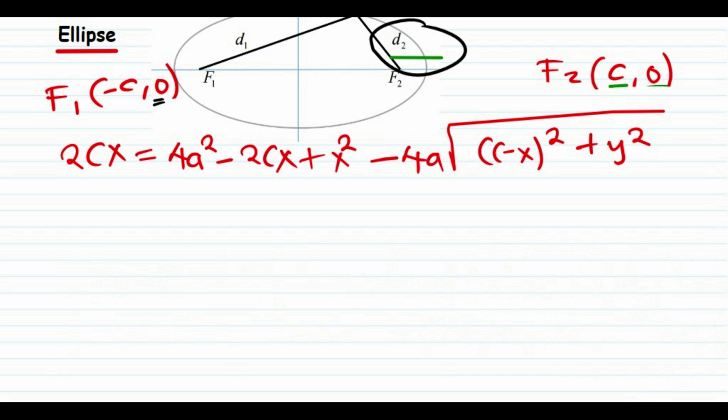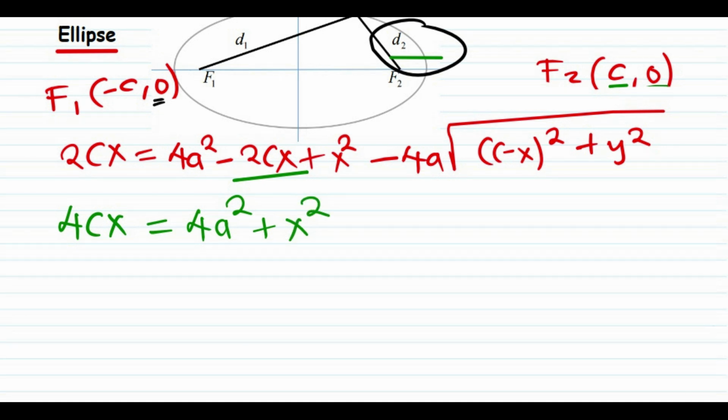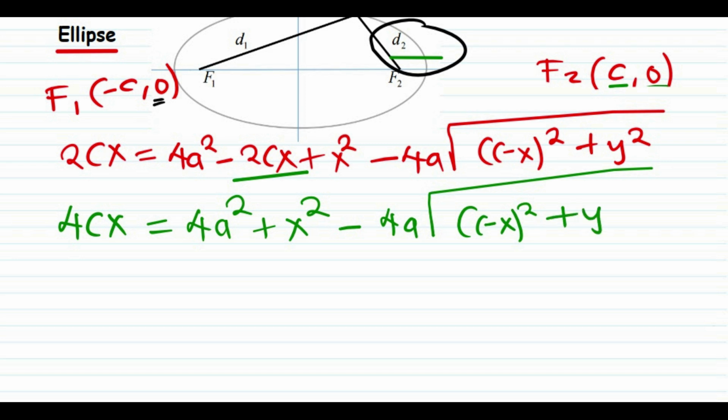Okay, so let's think of a way that we can actually simplify this. These are like terms, right? So we're going to end up with 4cx on the left, and then on the right we still have this part: 4a squared plus x squared minus 4a, the root of c minus x squared plus y squared.